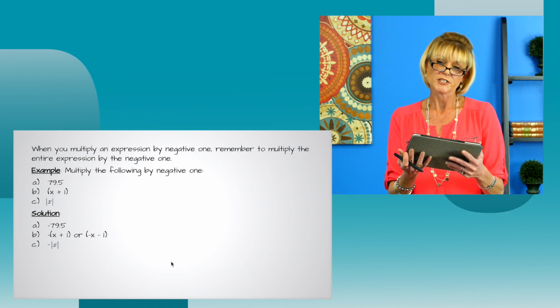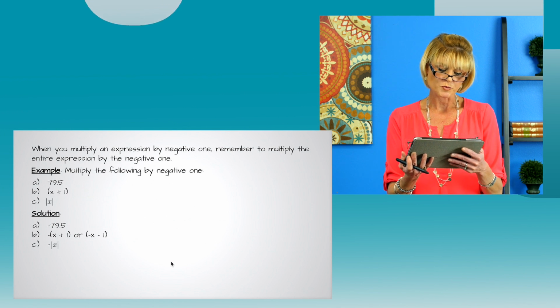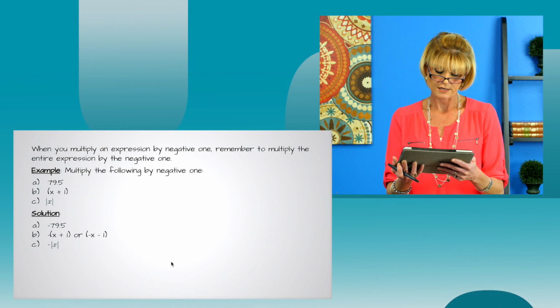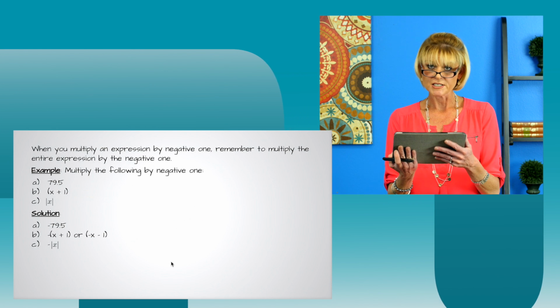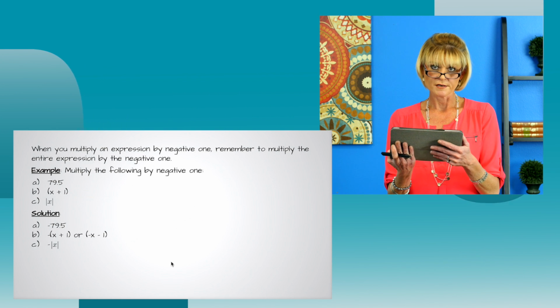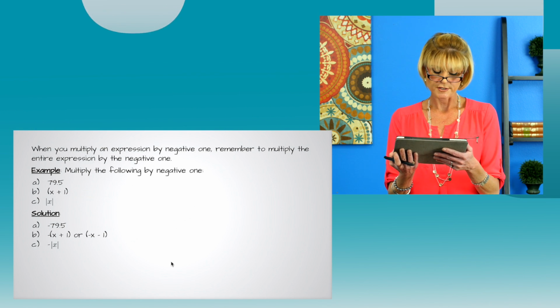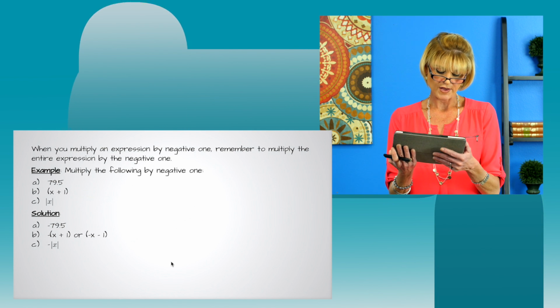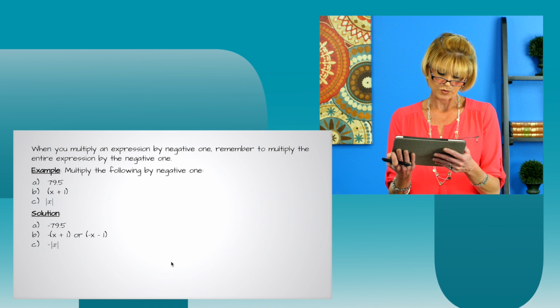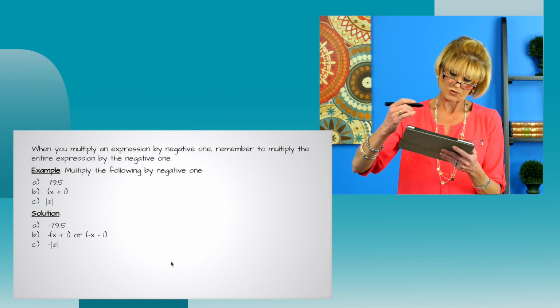When you multiply an expression by -1, remember to multiply the entire expression by -1. Here's an example. Multiply the following by -1: 79.5, x plus 1, the absolute value of x. It's pretty simple. That turns into -79.5, -x minus 1, and negate, or make negative, the absolute value of x.